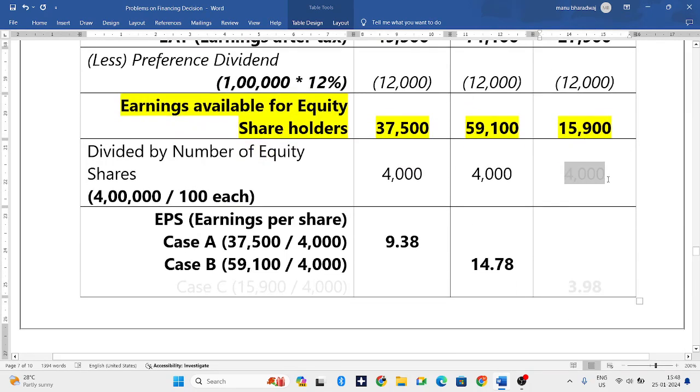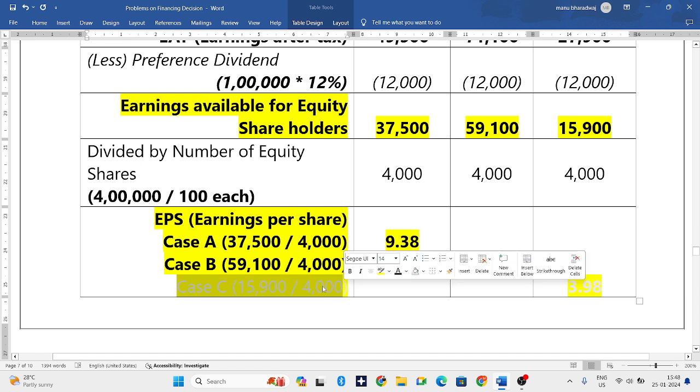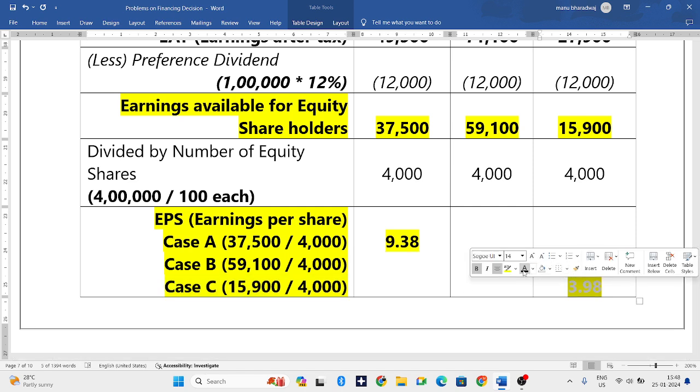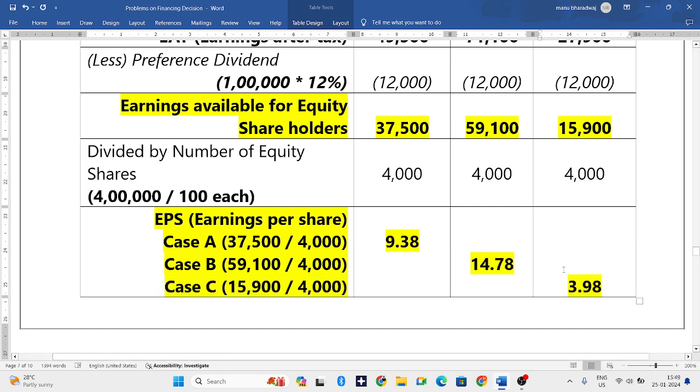From this, we have to divide by the number of equity shares, that is 4,000. When you divide both of them, we will get earnings per share. So for case 3, it is 15,900 divided by 4,000, which is equal to 3.98 rupees.